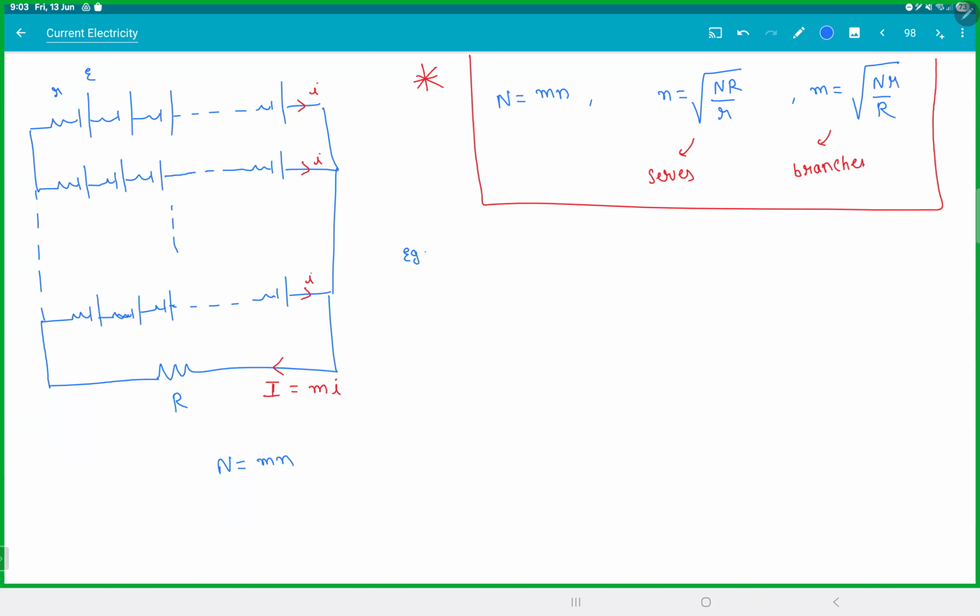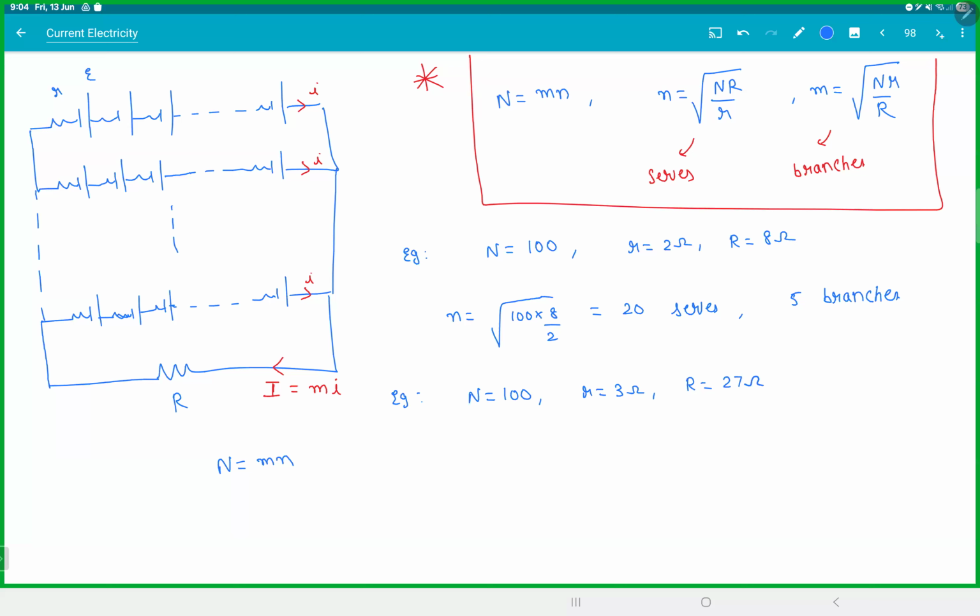Example, they'll ask you like this. Let's say we have N equal to 100 identical cells. Small r is 2 ohms and capital R is 8 ohms. If you substitute the values here, you get root of 100 times 8 by 2. That is 20 batteries in series. So you make a 20 into 5 grid, 5 branches. This will give you the maximum current. But let's say N is 100, small r is 3 ohms, and capital R is 27 ohms. Then what do you think will be the answer?